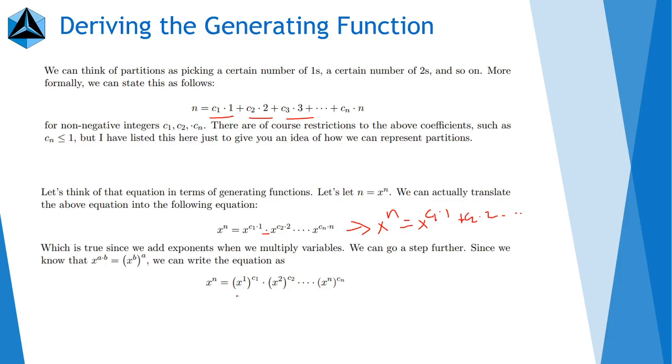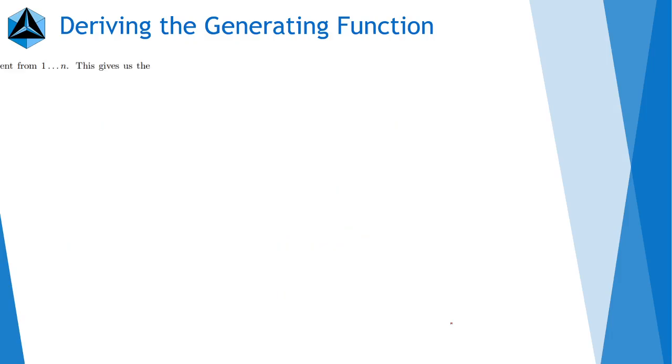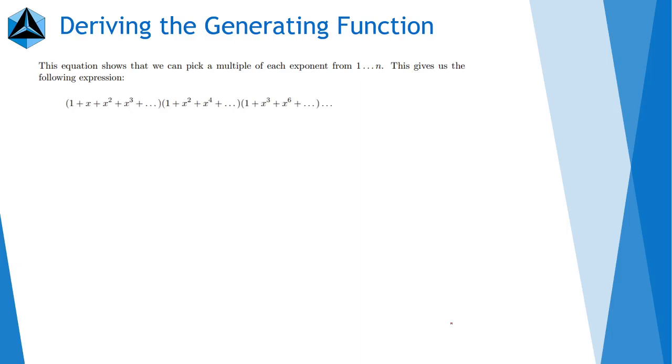So we have x to the n equals x to the 1 to the c1, times x to the 2 to the c2, and so on. So this equation shows that we can pick a multiple of each exponent from 1 to n. This gives us the following expression. So let me explain this a bit more.